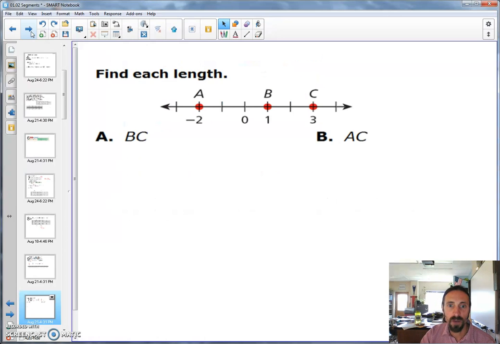So go ahead and try these problems right now. Pause it and see what you get. All right, very good. When I look at BC, I'm talking about this distance here. So 3, I should write this out, I suppose. 3 minus 1 is, of course, 2. Oh, let's use blue. BC is 2 units. And if I go AC, I get 5.